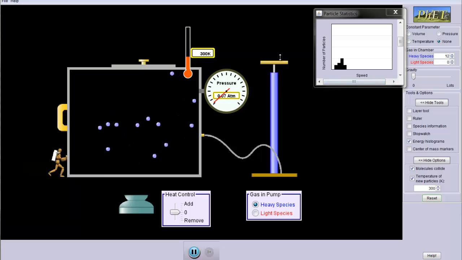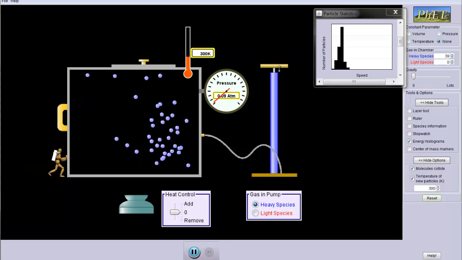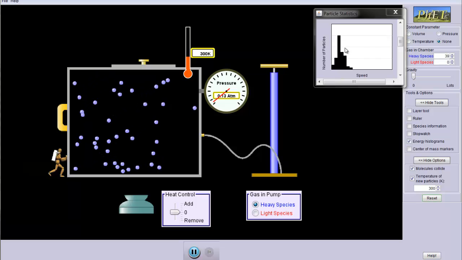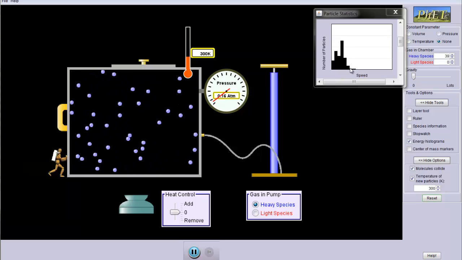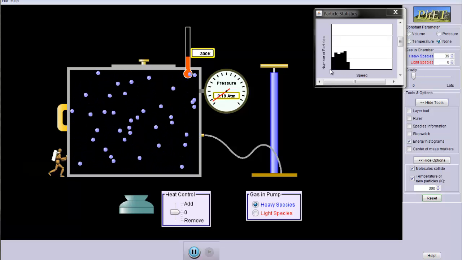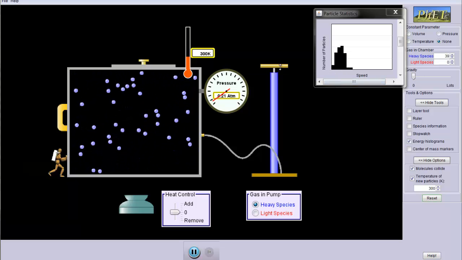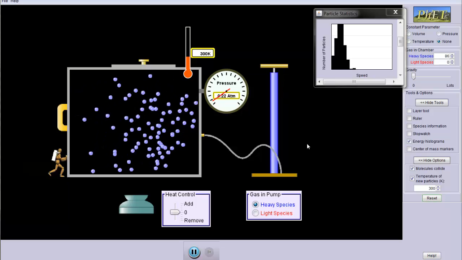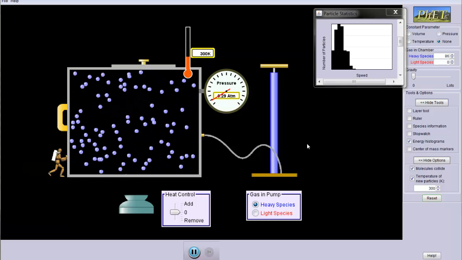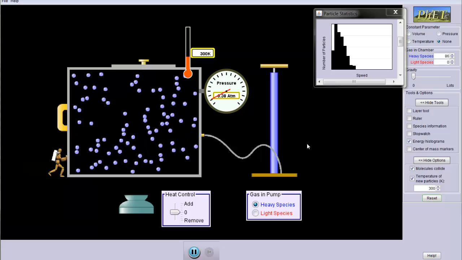Let's pump in a whole bunch and we'll see what happens to our statistical average. Notice the graph starts to smooth out. We get even more at the higher end, even more at the lower end. But again, on average, most of them are in that same region. Pump some more in, and our graph gets even better.